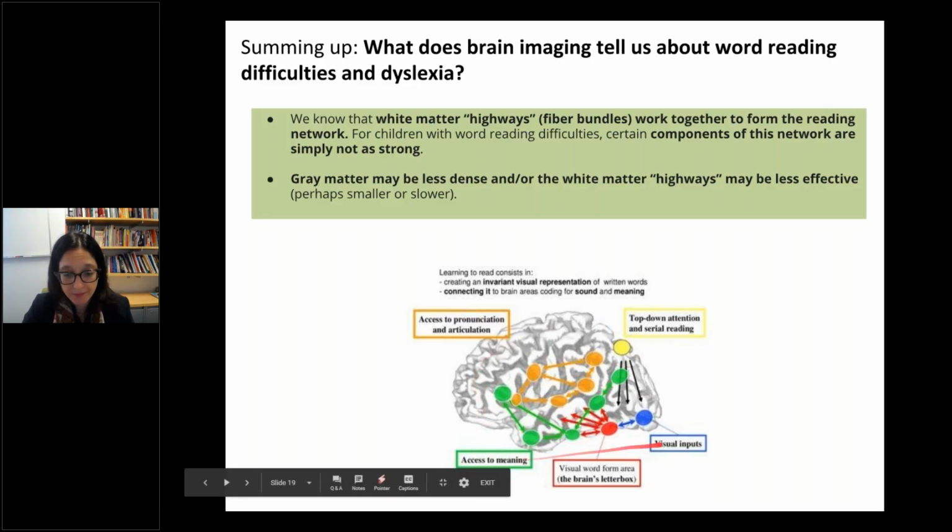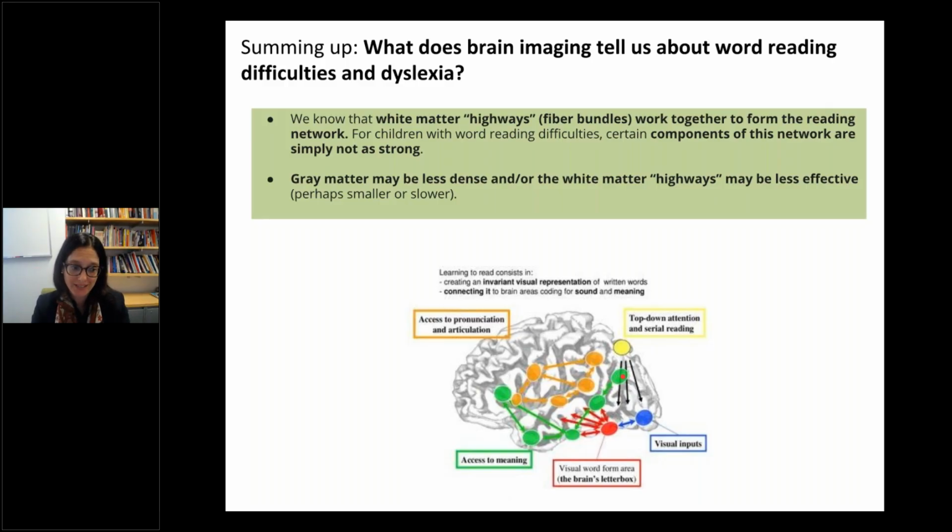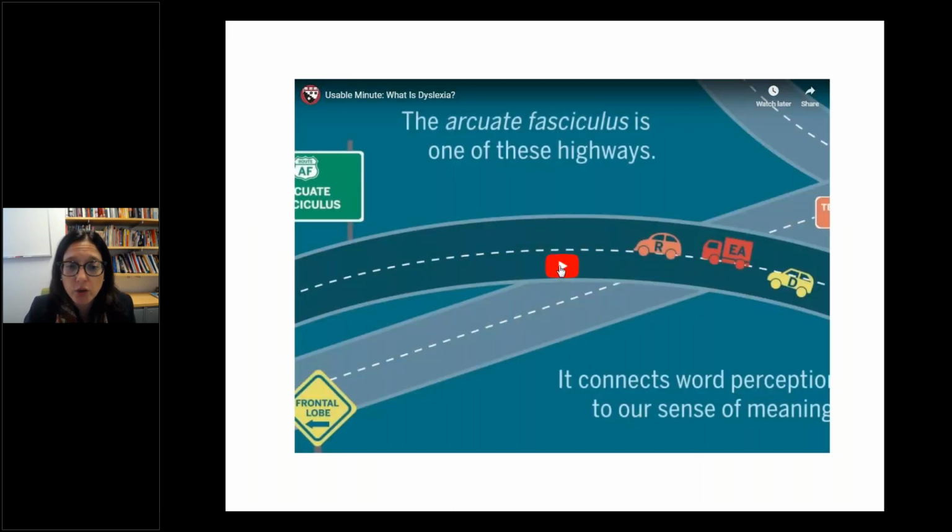And I show a version of this to young children to help them understand that they have these networks that have to come and work together. And it's really, really hard, but so rewarding. It just takes a lot of practice. So I'm going to show you a video just to drive this point home, since there are so many kids who struggle with learning to read and who struggle to bring these areas of our brain together. This is a short video that really talks about the arcuate fasciculus, which is the white matter highway that connects these gray matter areas.